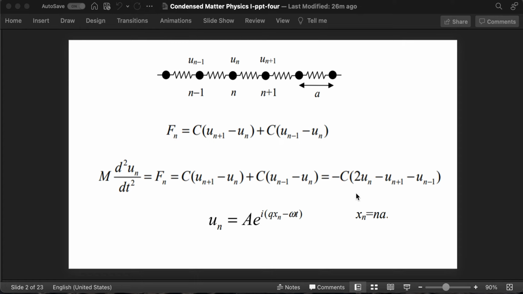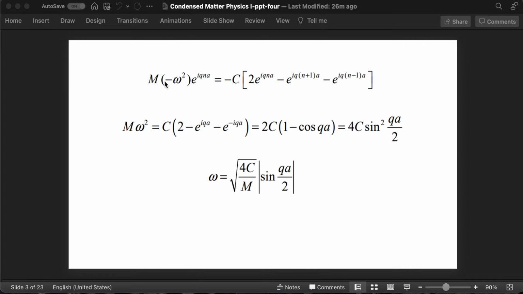So the equation of force becomes this, and I can think of a traveling wave solution where q is the wave vector of the lattice wave. x_n is simply n times a. That's the position of the nth Bravais lattice point. So if I stick that inside, I get that. I get rid of common terms, and I will be able to write an expression for the frequency in terms of its wave vector q. This is called the dispersion relationship.